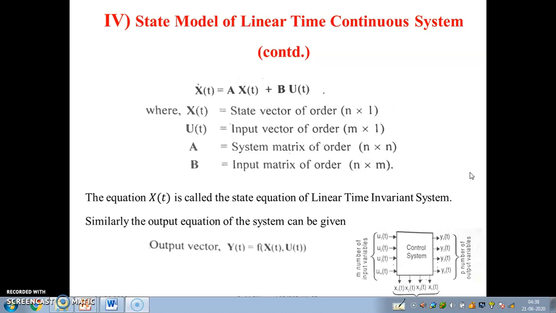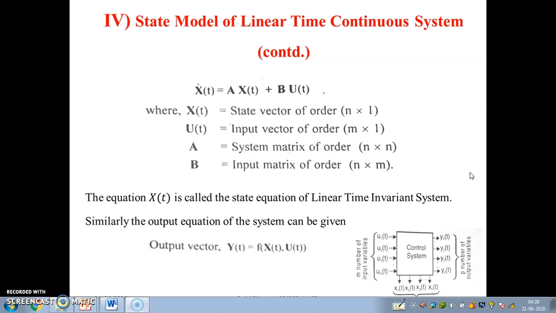The input vector is of the order m cross 1. It is again a column vector. And the system matrix is of the order n cross n. It is the coefficients of the state variable vector. The coefficients of the state variable vector are called the system matrix. It is of the order n cross n.